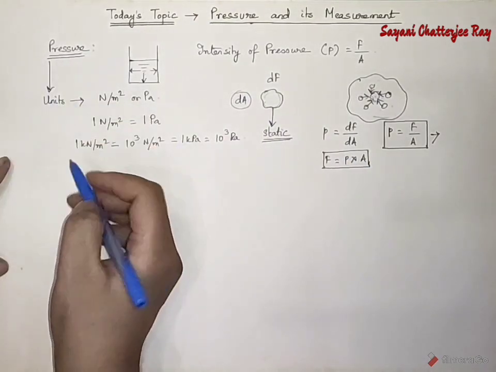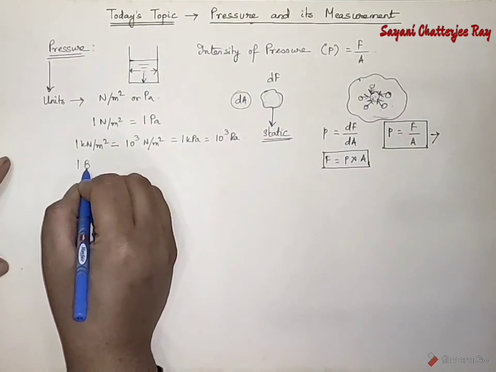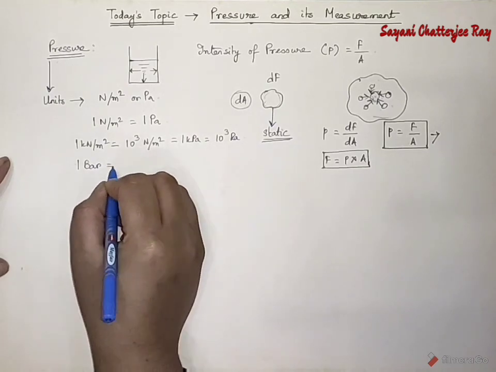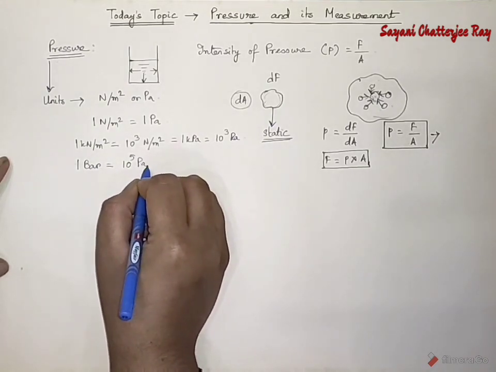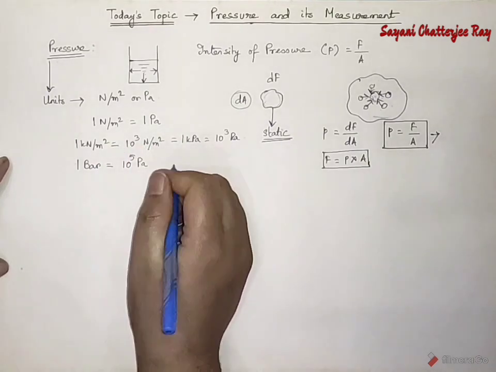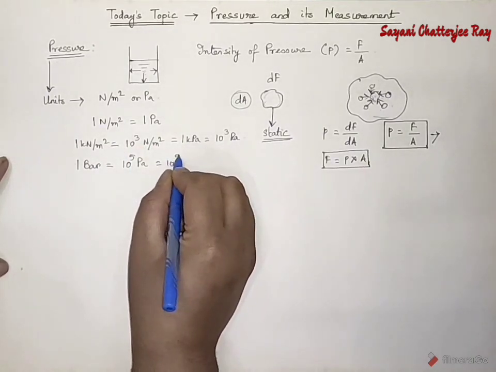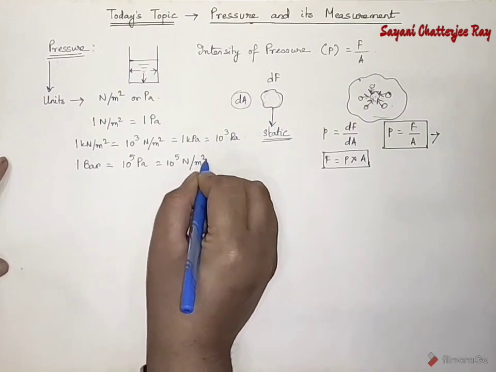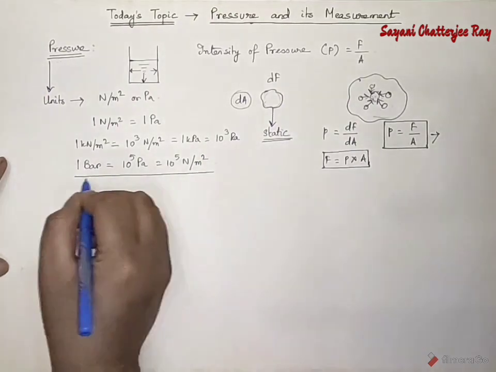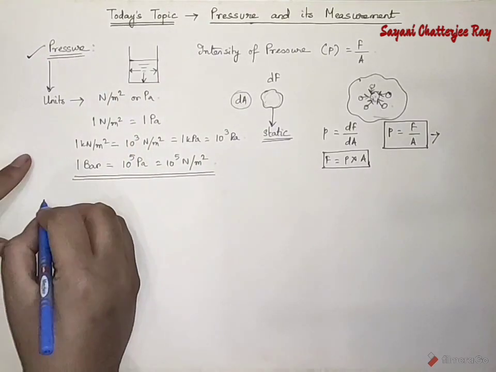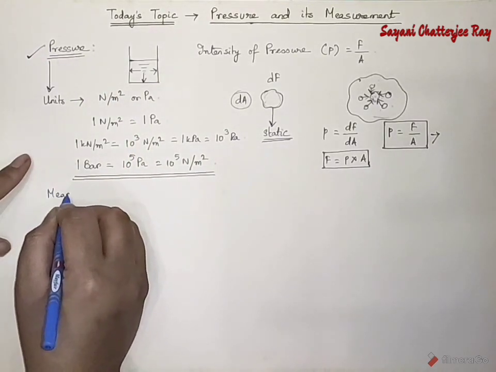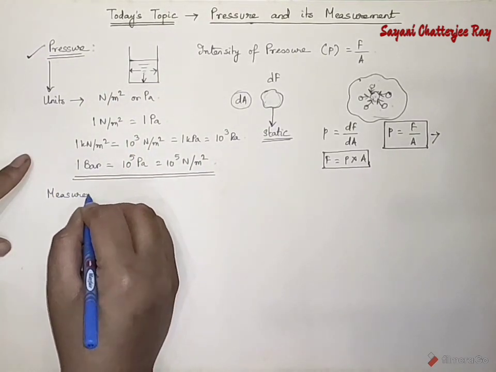This pressure is also measured in terms of bar. So 1 bar is nothing but it is equal to 10 to the power 5 Pascal. And 10 to the power 5 Pascal means 10 to the power 5 Newton per meter square. So in this way we can represent the units of pressure. So our next topic will be measurement of pressure.